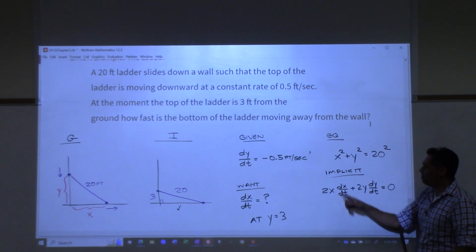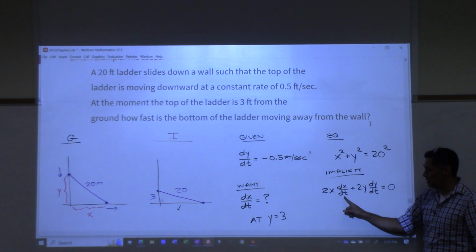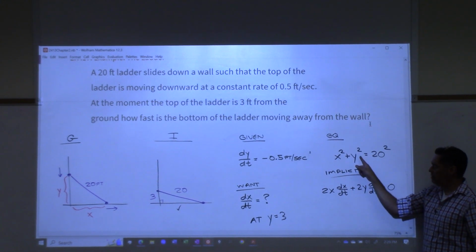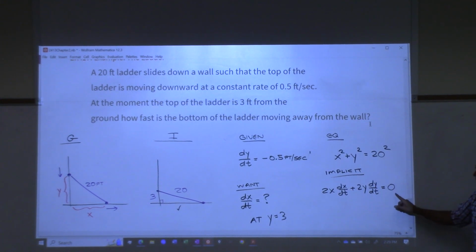So I have to do some chain rule, right? Derivative of x squared is 2x, but then derivative of x with respect to t is dx/dt. Plus derivative of y squared is 2y, but then derivative of y with respect to t is dy/dt. And then derivative of any constant is 0.